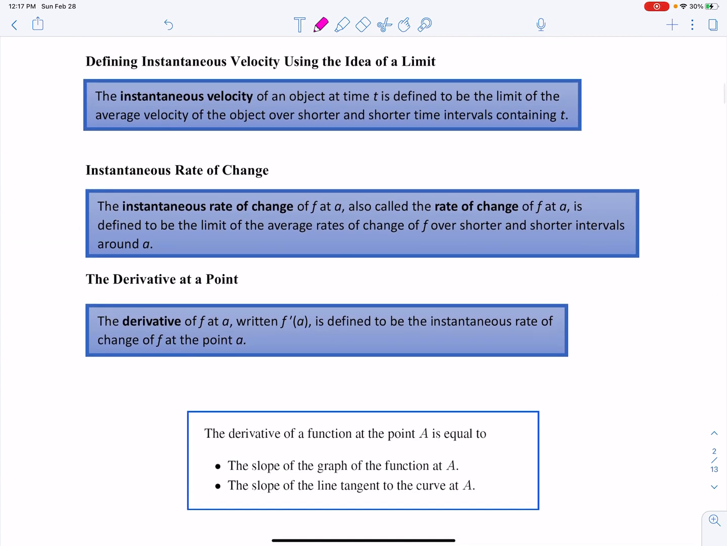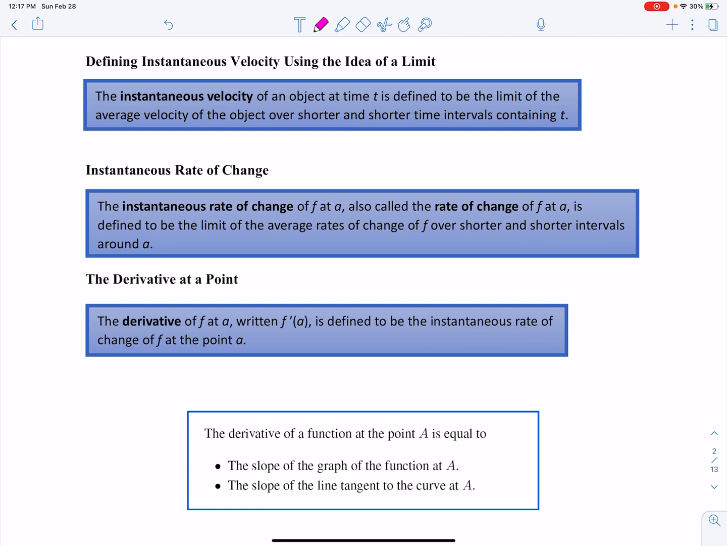All right, defining instantaneous velocity, and we're going to use the idea of a limit. So what I was just talking about is what a limit is. Again, we're going to bring those x values, or in this case t values, closer and closer together to get an accurate estimate. So instantaneous velocity of an object at time t is defined to be the limit of the average velocity of the object over shorter and shorter time intervals containing t.